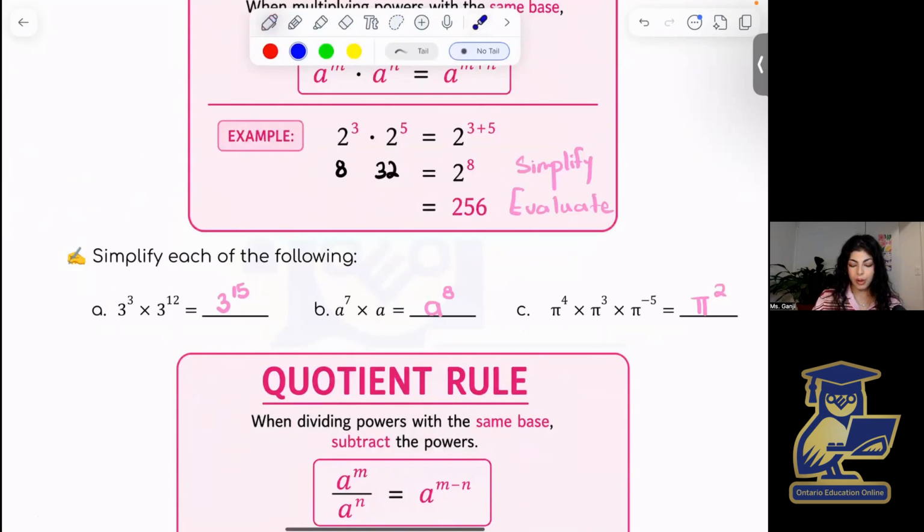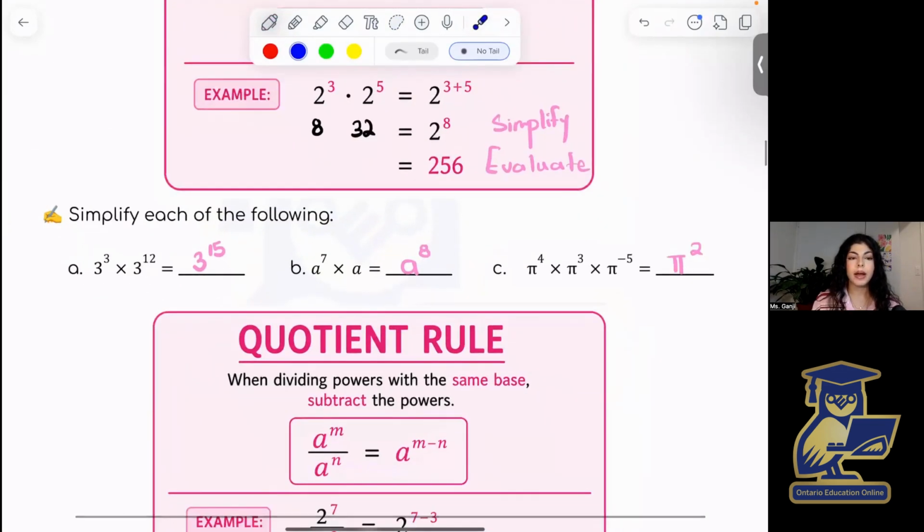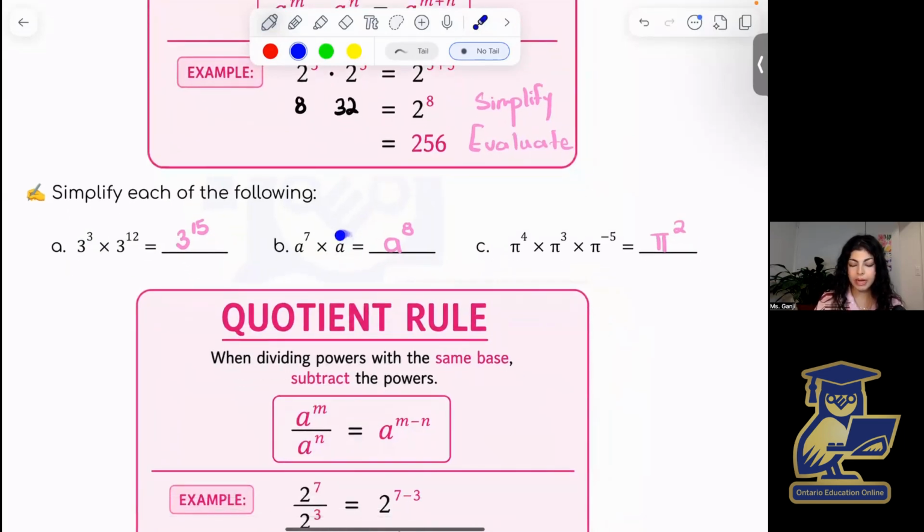So you should have got the following, and I'll just briefly explain each of them. This one is pretty simple. 3 plus 12 is 15. We keep the same base. Now here's where you might have had a little bit of confusion with that a on its own. Remember, a or any variable with no power actually has a hidden power of 1. It's a to the power of 1, which is a times itself, or a by itself. So a to the power of 1, we have 7 plus 1, which gives us 8.